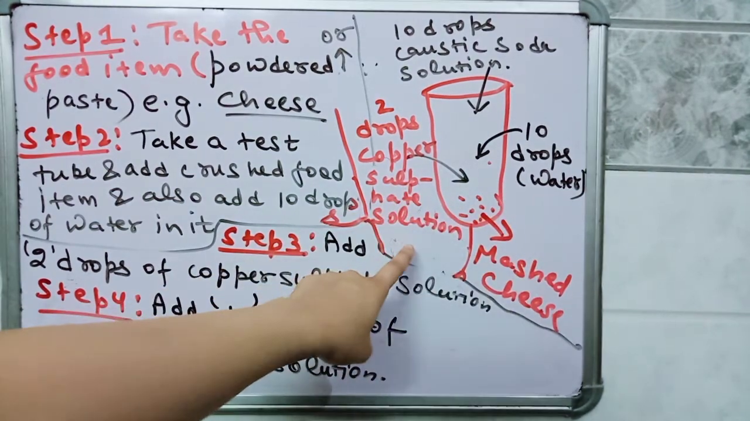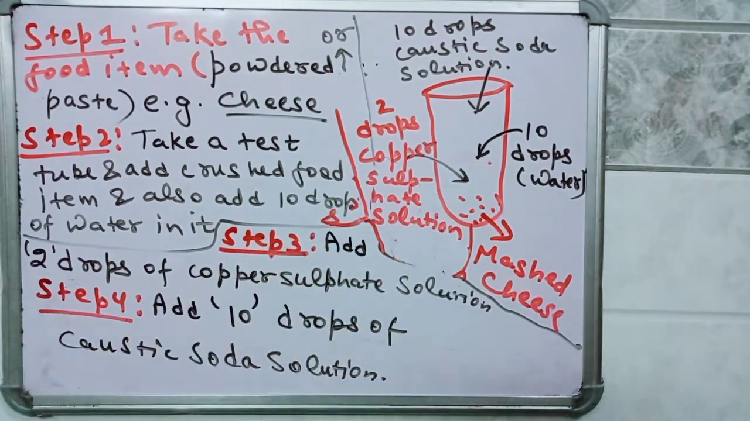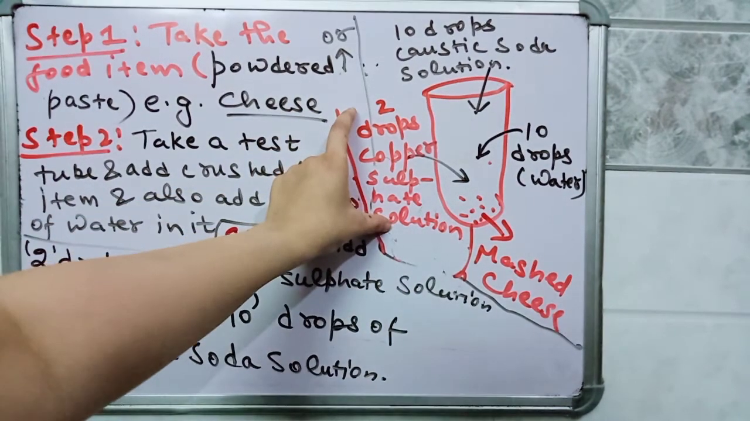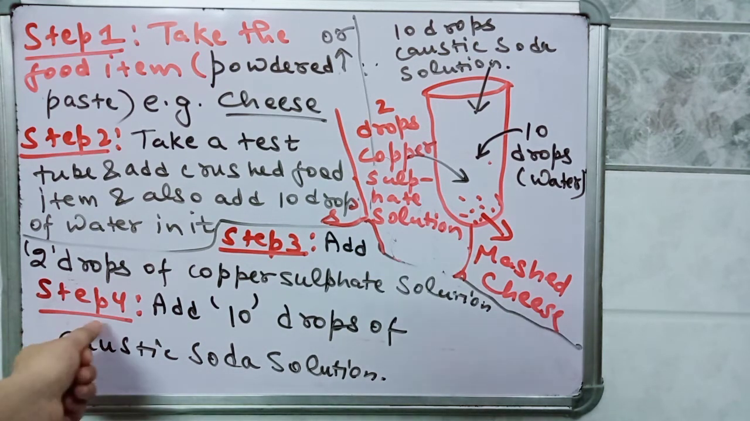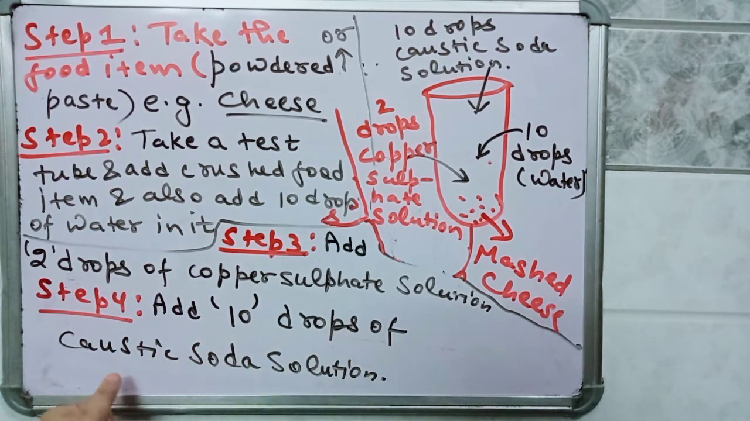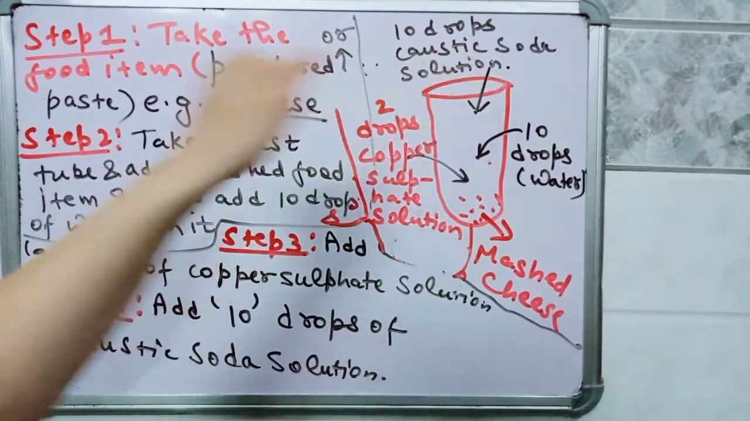In the next step, you will add 2 drops of solution of copper sulfate. How to prepare this solution? This is already discussed in the beginning of the video. In the next step, add 10 drops of solution of caustic soda.